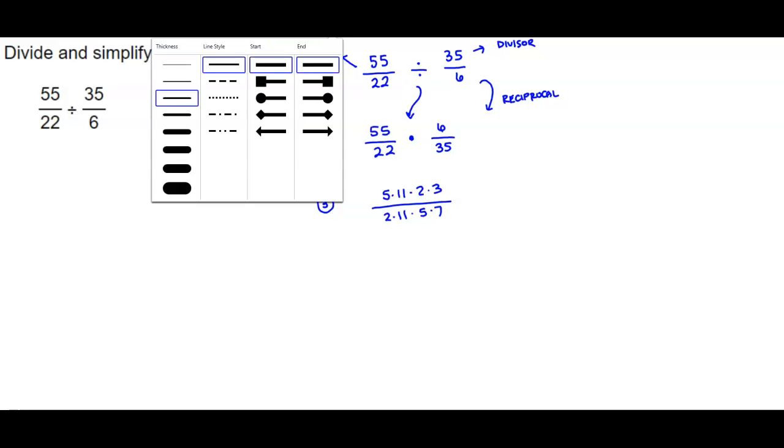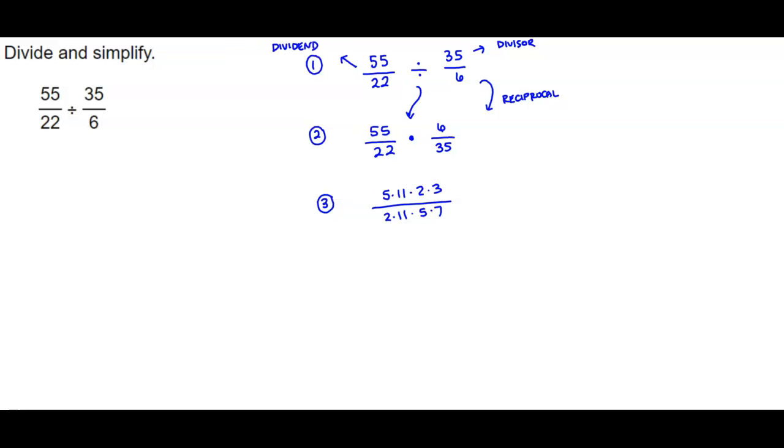And now we're going to simplify everything that we can simplify to 1. We know that that 5 divided by that 5 is 1. We know that that 11 divided by that 11 is 1. And that 2 divided by that 2 is 1.